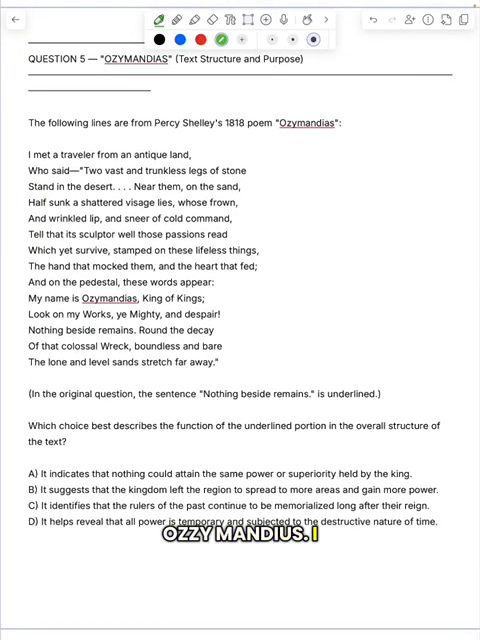Ozymandias. I met a traveler from an antique land who said, "Two vast and trunkless legs of stone stand in the desert. Near them, on the sand, half sunk a shattered visage lies, whose frown and wrinkled lip and sneer of cold command tell that its sculptor well those passions read, which yet survive stamped on these lifeless things, the hand that mocked them and the heart that fed.